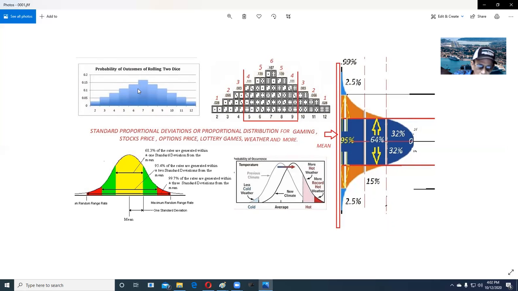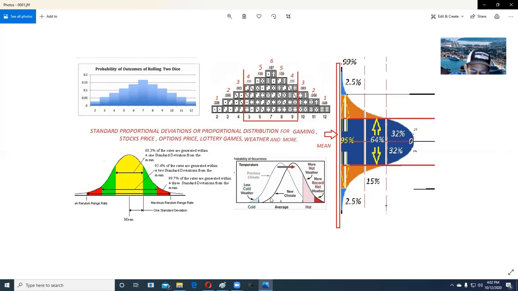The probability of the outcome on a set of dice is exactly like the bell curve that we have here with the mean. So you can tell that this bell curve can be applied to many things. It can be applied to stocks, to gambling, and even to the weather. You're going to have some winters that are less cold, and some summers that are extremely hotter than before. So this is at the extreme. It doesn't happen all the time.